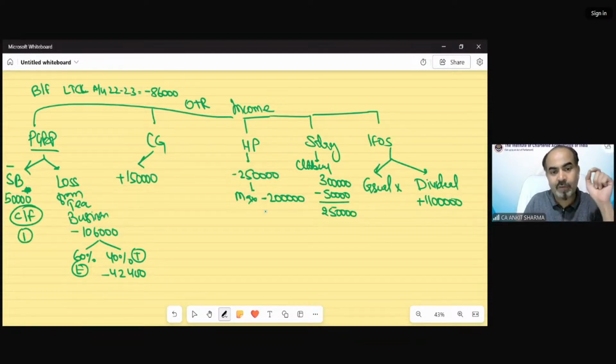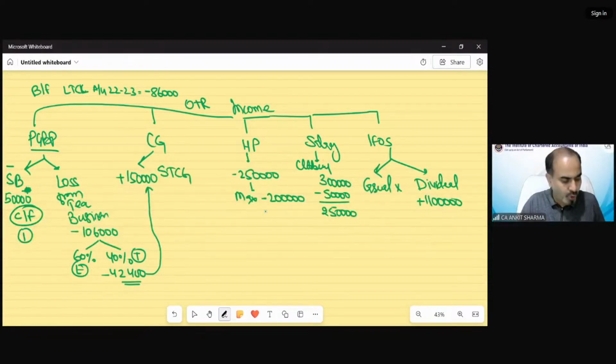Can I set off my loss from business against salary income, dividend income, or capital gain income? My business losses can be set off even against capital gain or my income from other sources. It cannot be set off against my salary head of income. So I can set it off against my capital gain, and that was short-term capital gain.